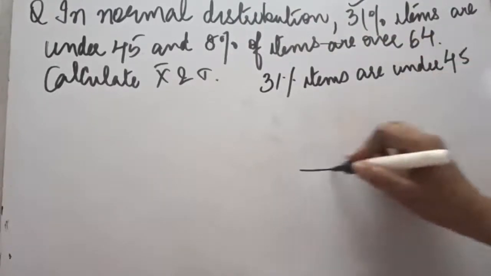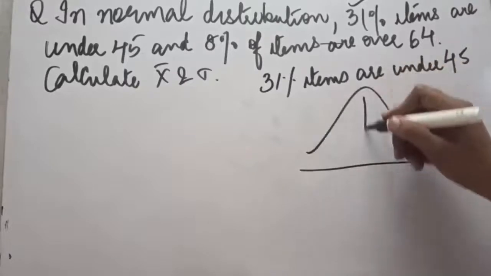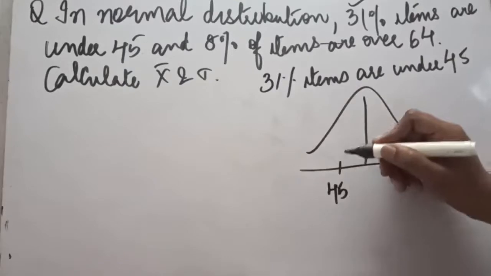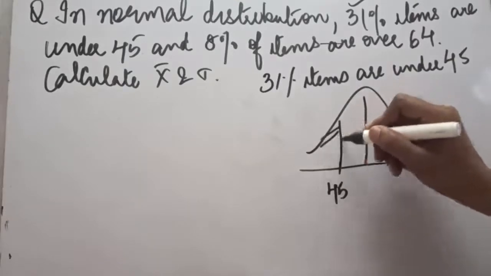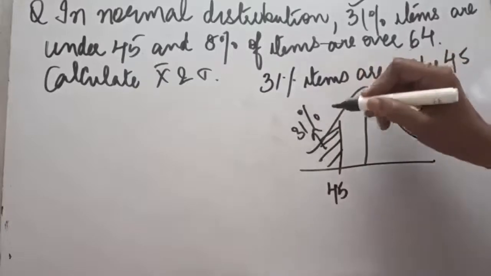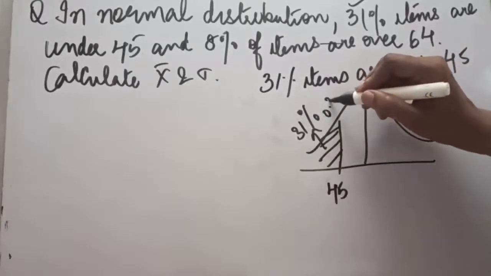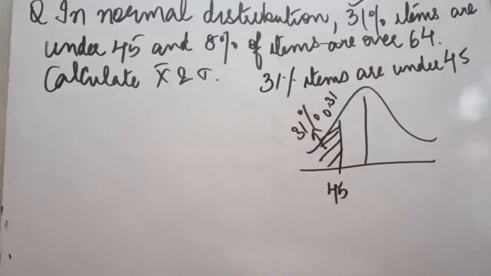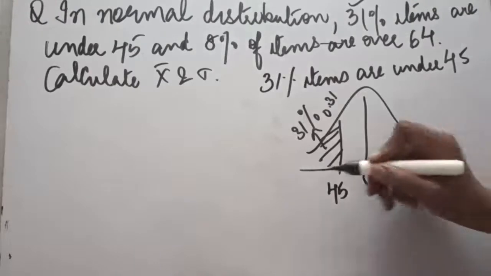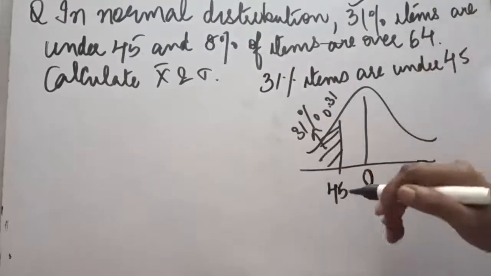So if we draw a normal distribution curve, so it is under 45, so 45 will be here. So under 45 means below 45, 31% of the items are being covered. So it means this is 0.31, 31% means 0.31. As earlier in the previous example, I told you that whenever percentage is given, that is our table value. And table always shows the value from 0. So this is under 45.